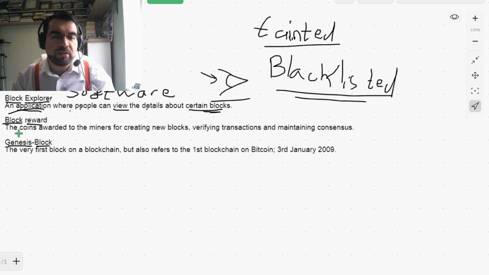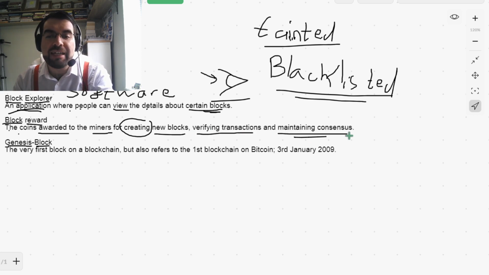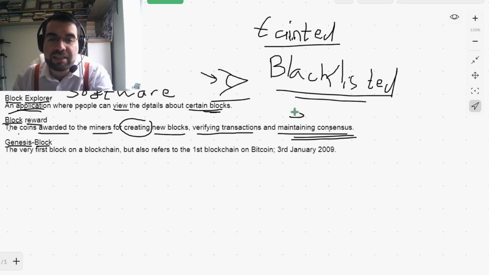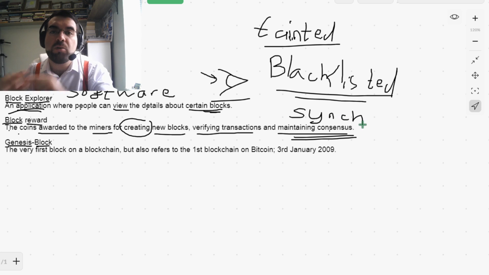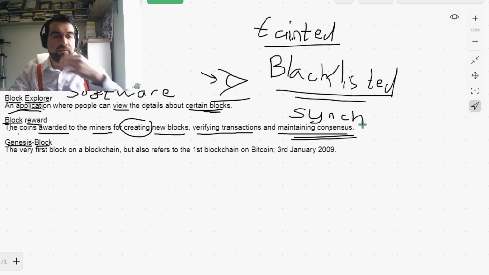And block rewards are the coins awarded to the miners for creating new blocks, verifying transactions, and maintaining consensus. Maintaining consensus so it's all in sync. So we're all in agreement. We're all on the same page. We're not all over the place, but we're all together.